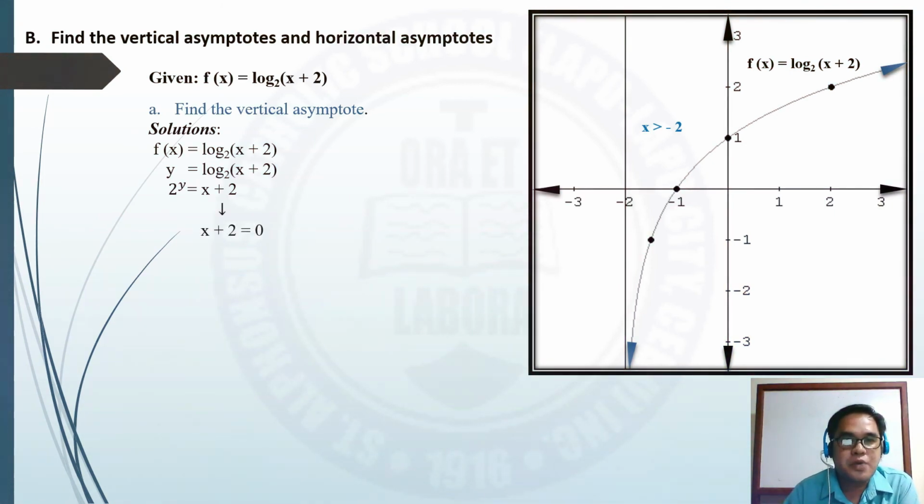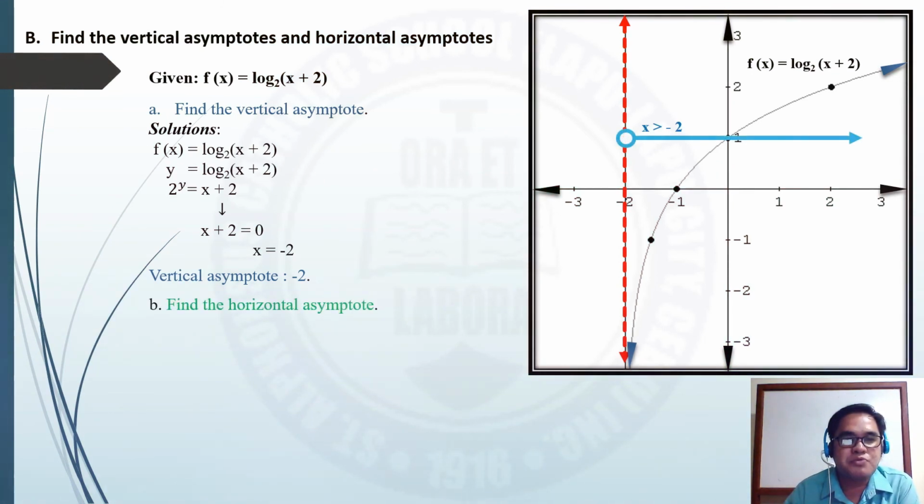Next, equate x plus 2 to 0 and solve for x, and x is equal to negative 2. Therefore, the vertical asymptote is equal to negative 2. In our illustration, the broken line is considered as the vertical asymptote. This line prohibits the graph of the given function to touch or cross it.